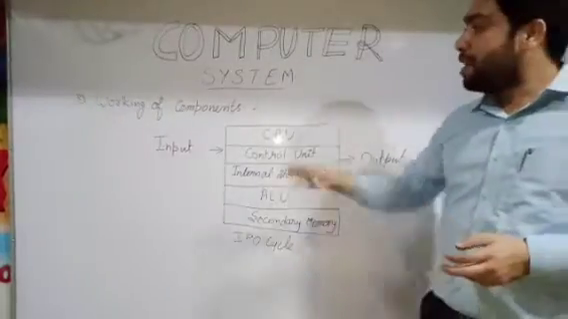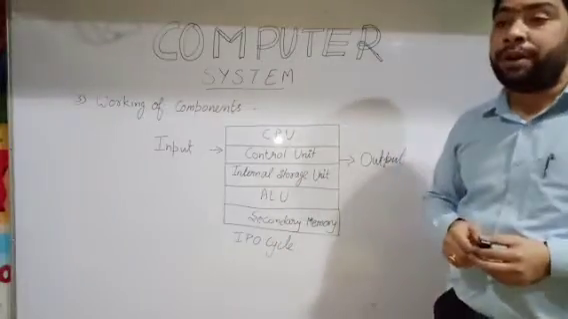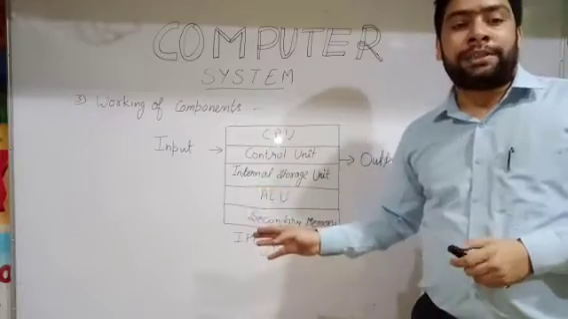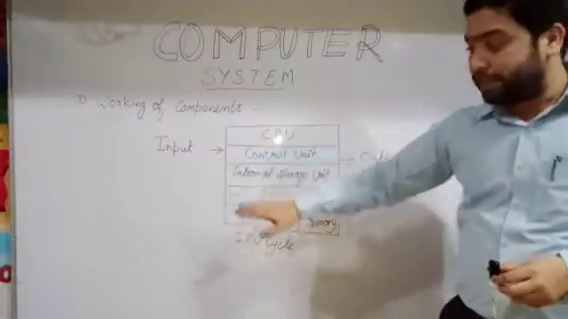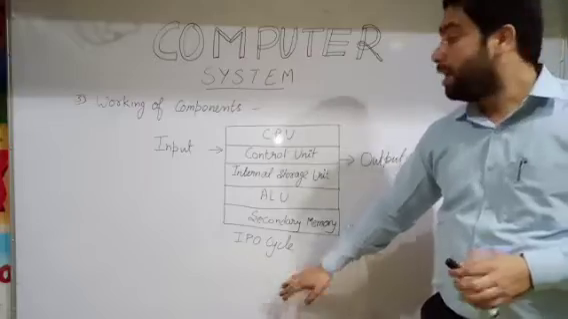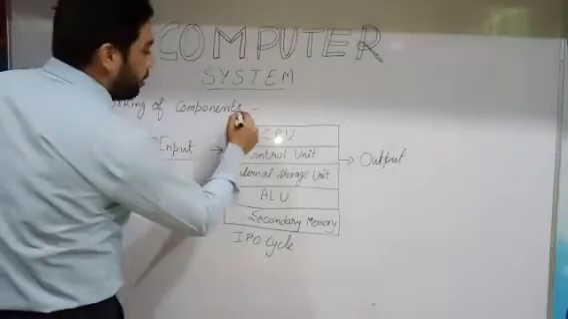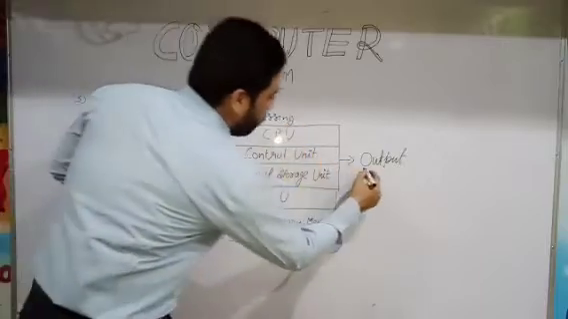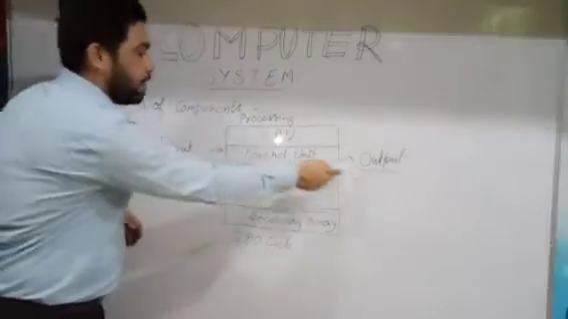So now we understand the working of components. We already know that three types of components are there: input devices, processor, memory and software. Now, how do the components work? That working style is called the IPO cycle. IPO: I for input, P for processing and O for output. That's why it's called the input, processing, output cycle.